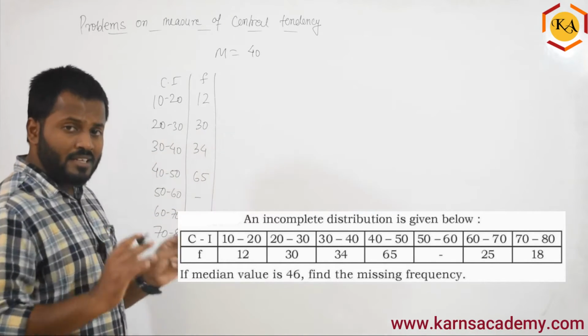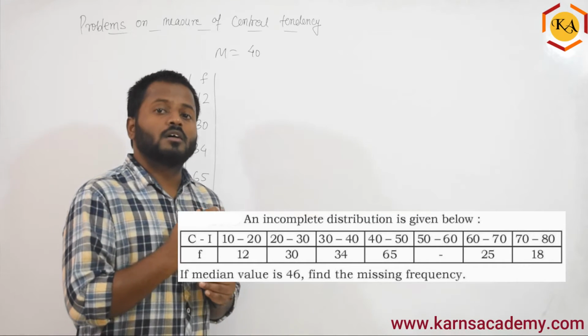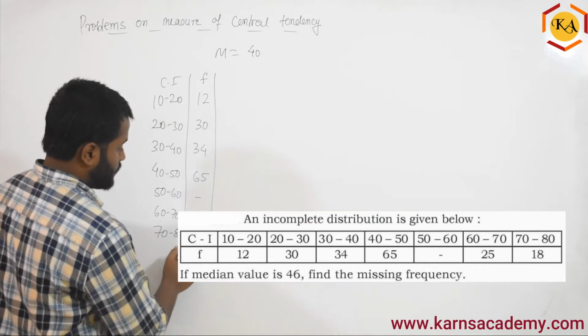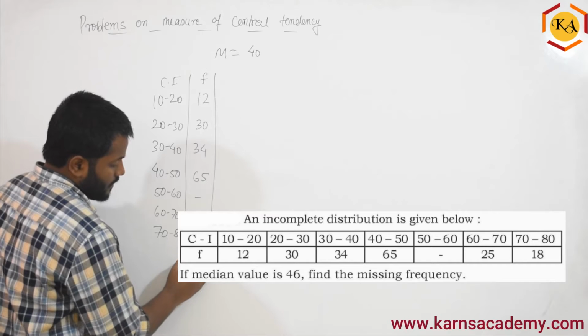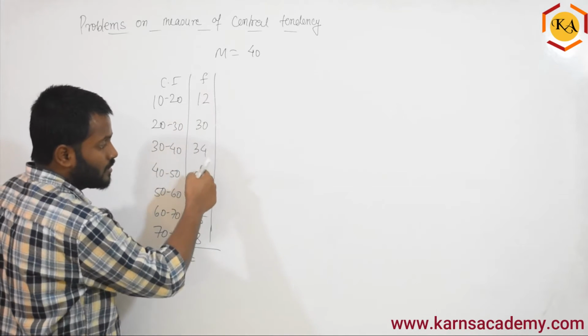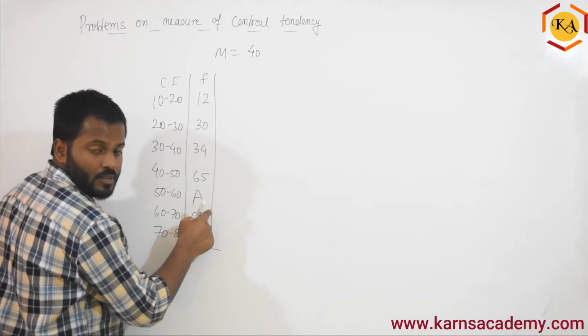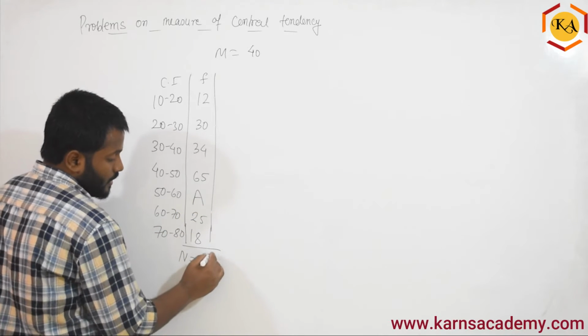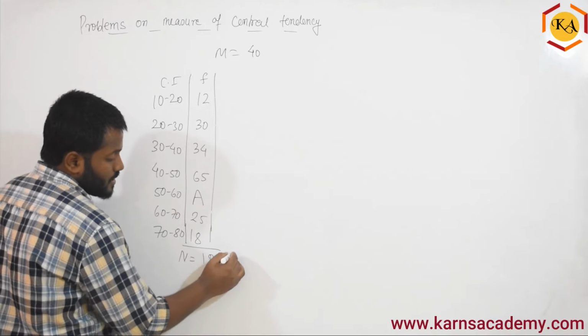Very simple. How we did for the mean, similar way we will perform here. We will consider n is equal to this missing value, let me consider a, add all the values except this a. So how much will you be getting? You will get 184 plus a.